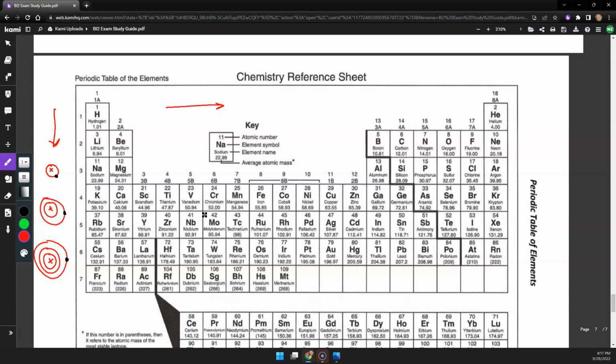As we go from left to right on the periodic table, the number of protons that we have increases. Okay, more protons equals more pull.